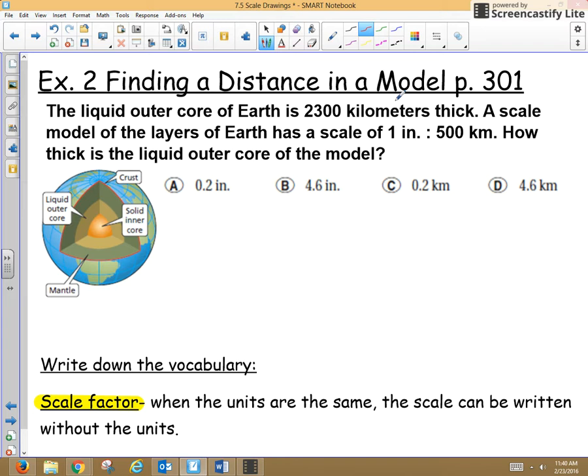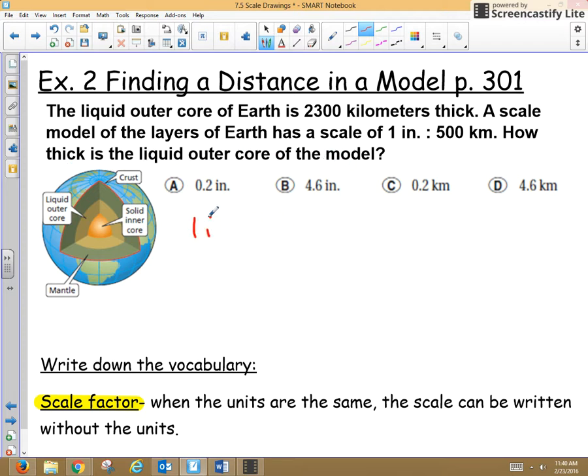Example 2 is finding a distance in a model. So here we have a model of the Earth. It says the liquid outer core of Earth is 2,300 kilometers thick. A scale model of the layers of Earth has a scale of 1 inch to every 500 kilometers. How thick is the liquid outer core of the model?